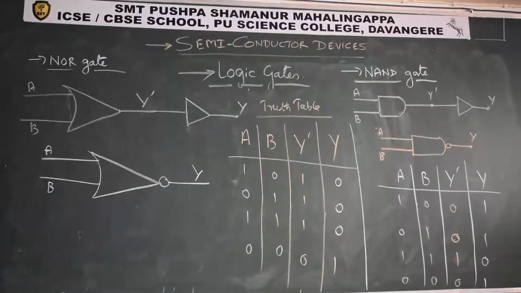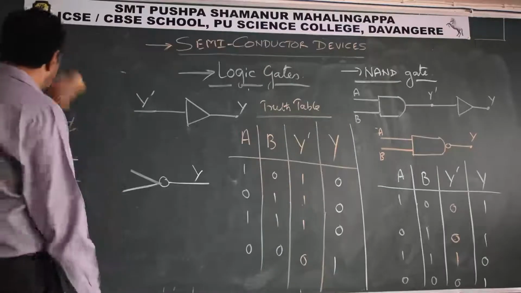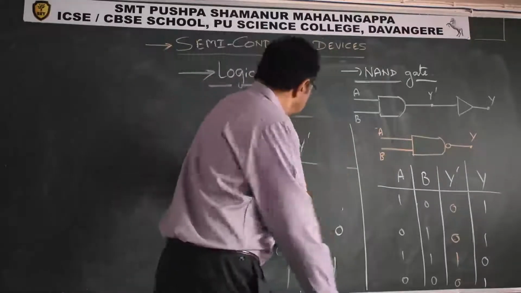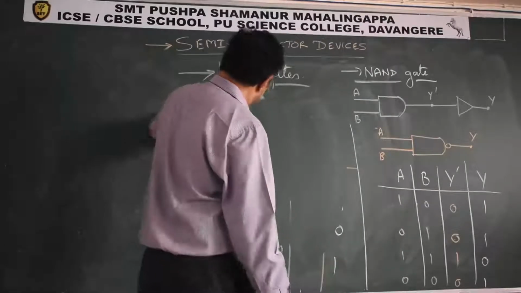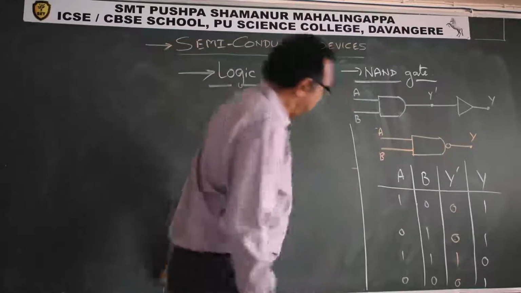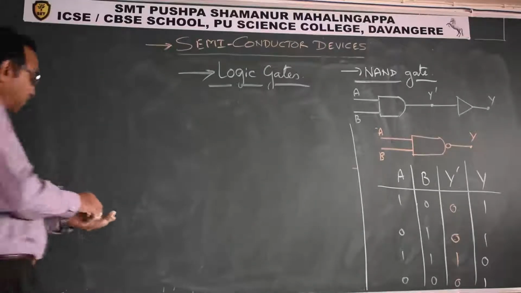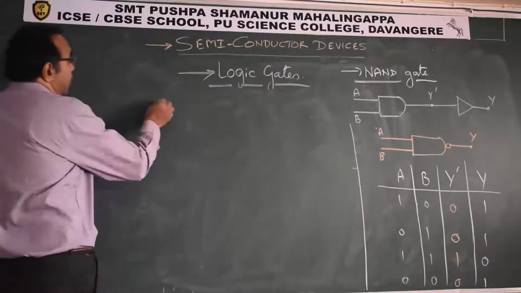Let us understand what an exclusive OR gate is. So, how to find or how to frame an exclusive OR gate. The exclusive OR gate is also known as the XOR gate.